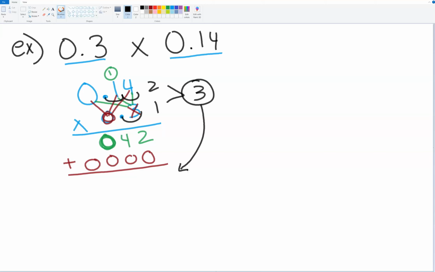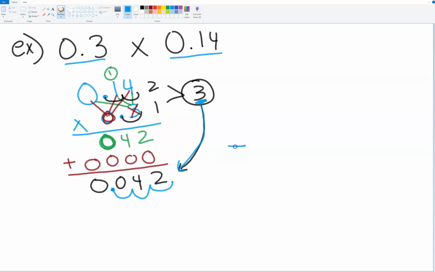And now let's add everything up. So you have 2 plus 0 and you get 2, 4 plus 0 and you get 4, 0 plus 0 is 0, and 0 is 0. Now you know how many times to move your decimal. So all you have to do is bring this number down. If it was 3, then we are moving it 3. Remember, you have an imaginary decimal at the end, and we're going to move it 1, 2, 3.